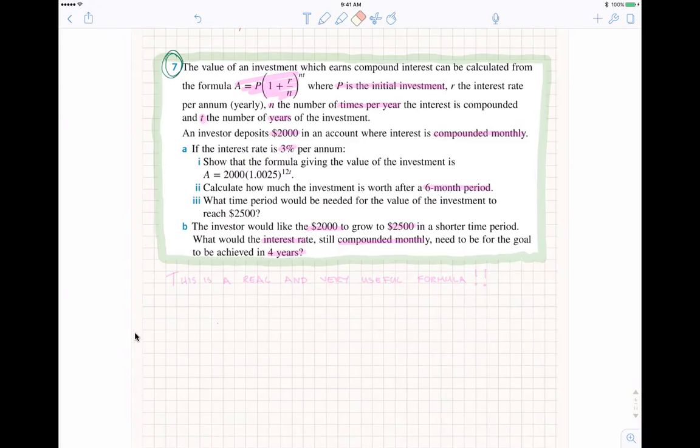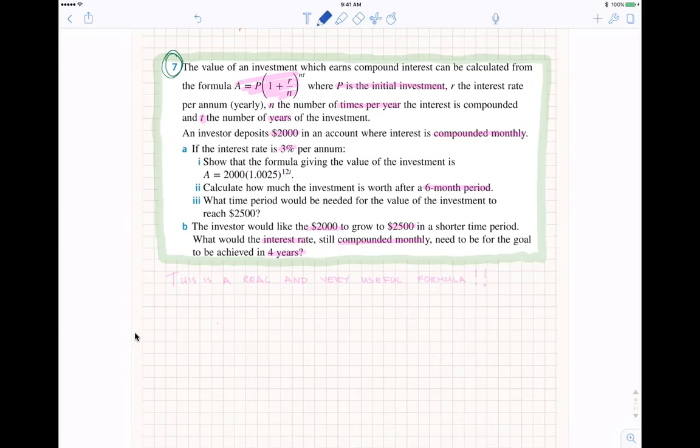An investor deposits $2,000 into an account where the interest is compounded monthly. If the interest rate is 3% per annum, we're asked to show that the formula can be given by A equals 2,000 times 1.0025 to the power of 12t.